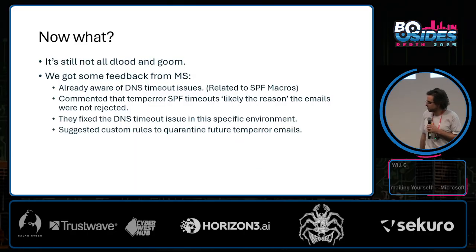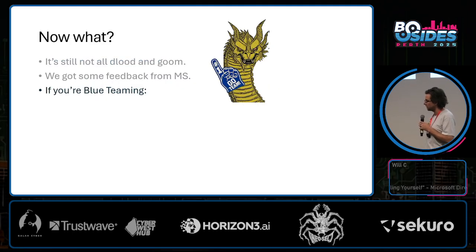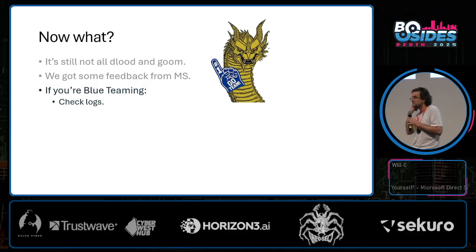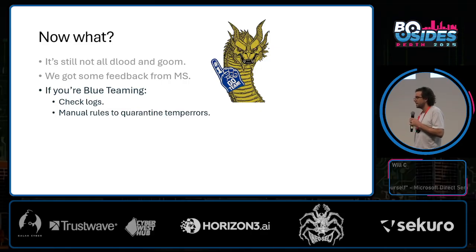They also suggested to build some custom rules to quarantine any temp error emails that come through, just to sort of stop them being exploitable. If you are blue teaming, check the logs, especially if you see a high spike in temp error timeout things. You can consider doing what Microsoft said and having manual rules to quarantine temp errors.